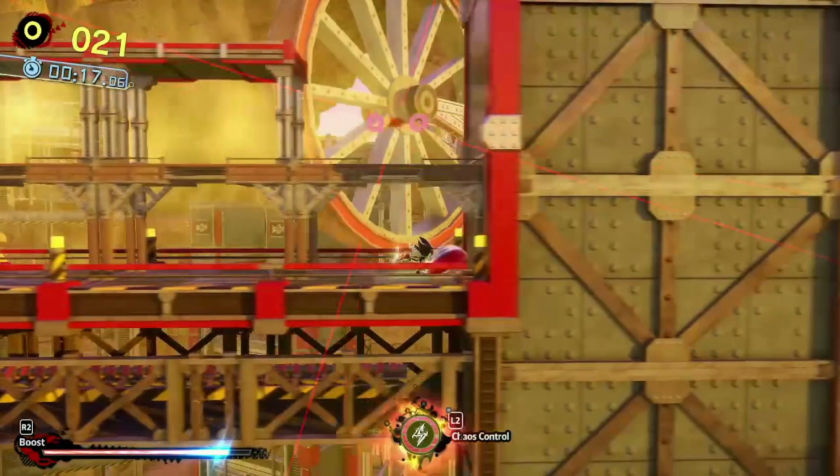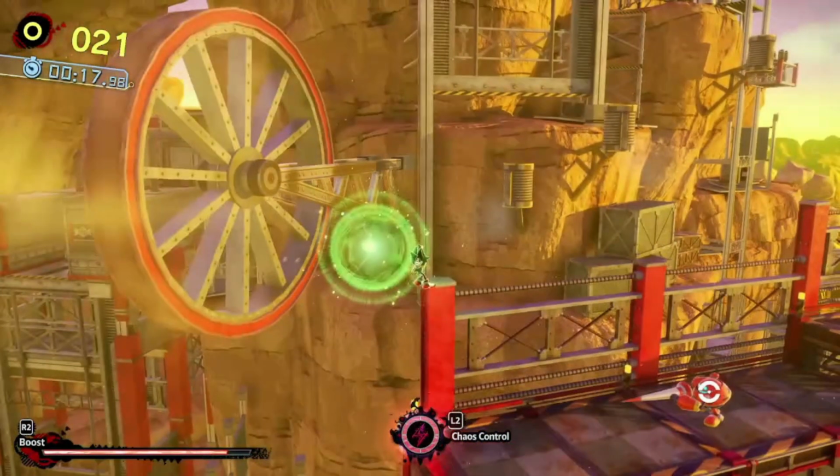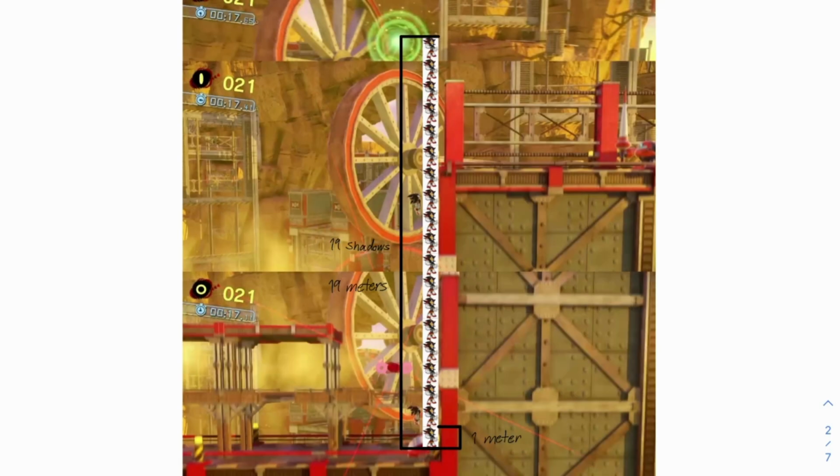Since impulse is equal to the change in momentum of an object, to find Shadow's impulse, we just need to find his change in momentum. When Shadow is approaching the spring, he has no vertical velocity. When Shadow touches the spring, he is elevated to a green orb. The height that this orb sits at is roughly around 19 Shadow the Hedgehogs. Since Shadow is 1 meter tall, this means that he is elevated to 19 meters after touching the spring.